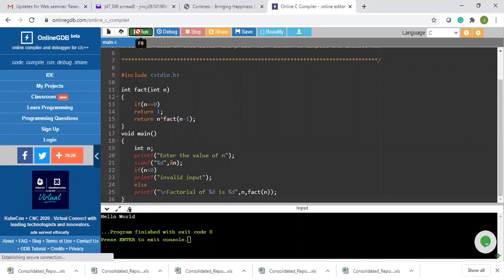So let us run the code. Enter the value of n. We'll be writing it as 6, and the factorial of 6 is displayed as 720.